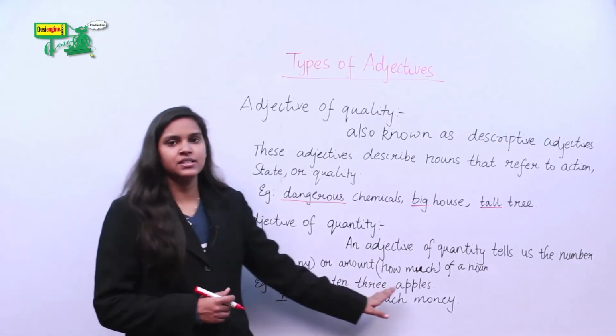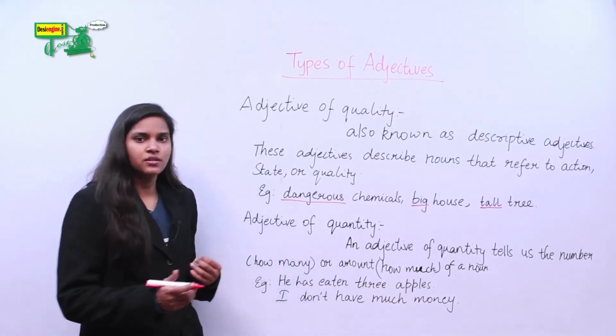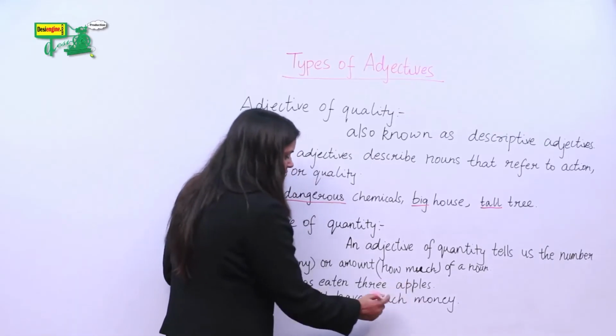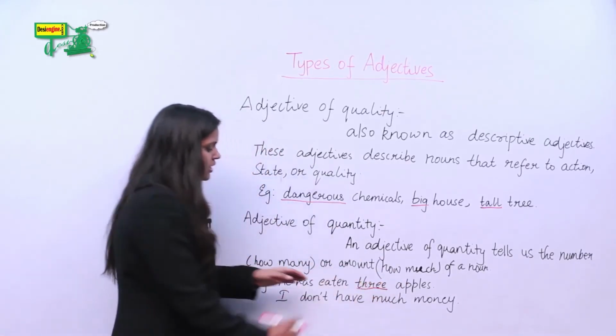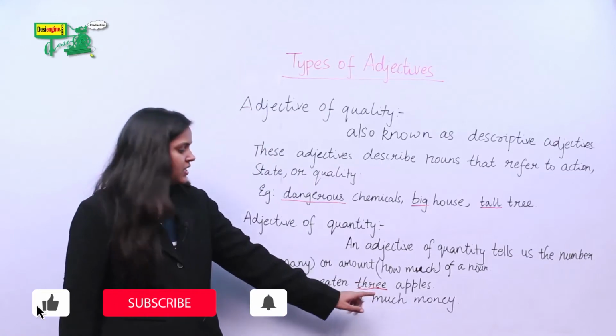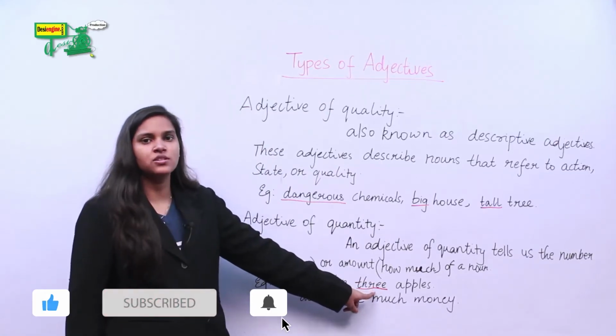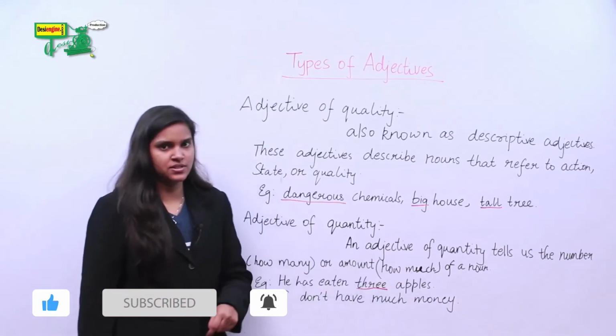He has eaten 3 apples. Here the noun is apples and the adjective of quantity is 3 because it denotes the number of apples.